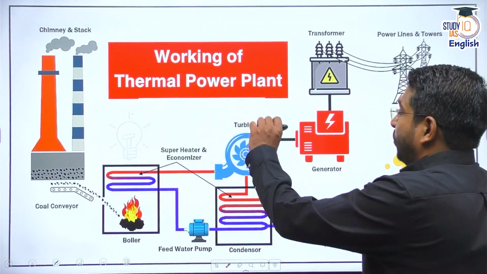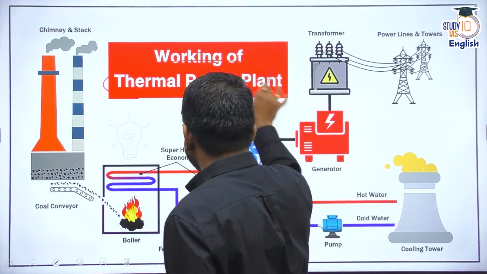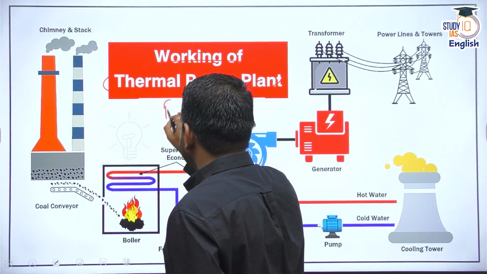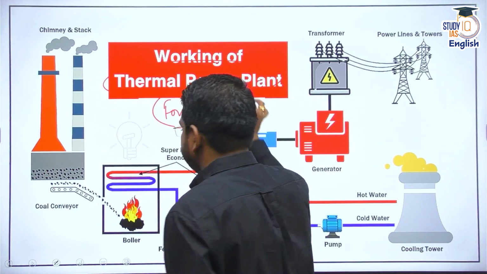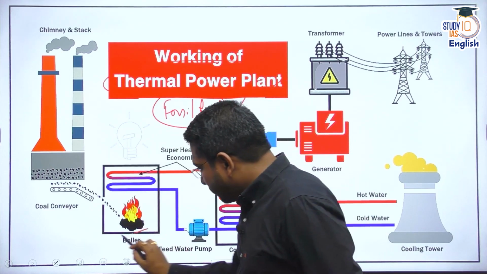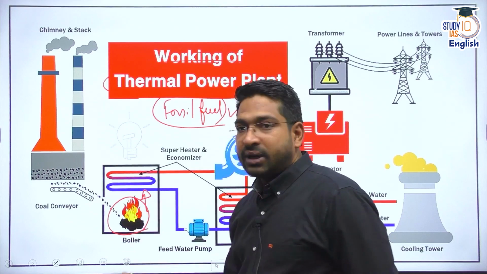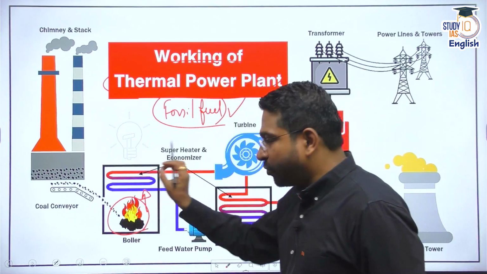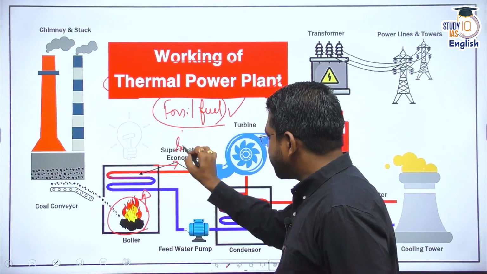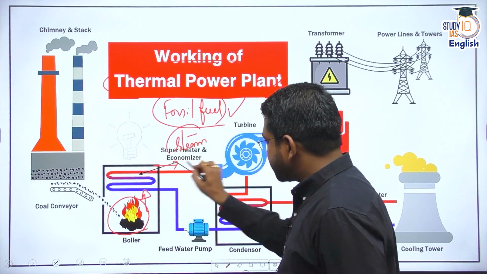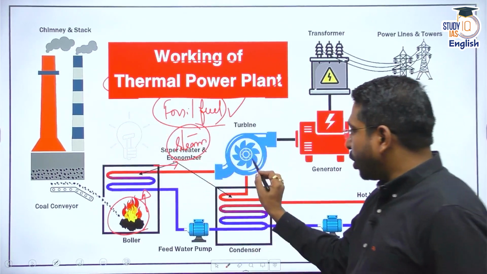Now, what would be the working of a simple thermal power plant? Here, when I say thermal power plant, I would write it as fossil fuel based power plant, meaning I will be burning fossil fuel. Once I burn fossil fuel, I will be heating water. Once I heat water, I turn this water into steam. And this steam is now focused through a nozzle, or propelled onto this turbine.